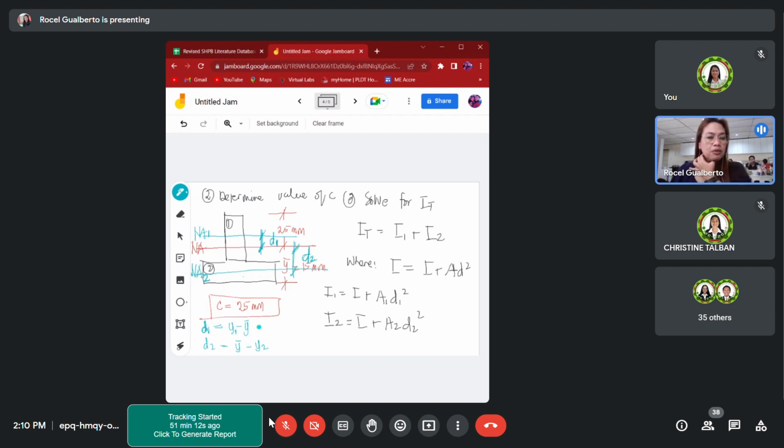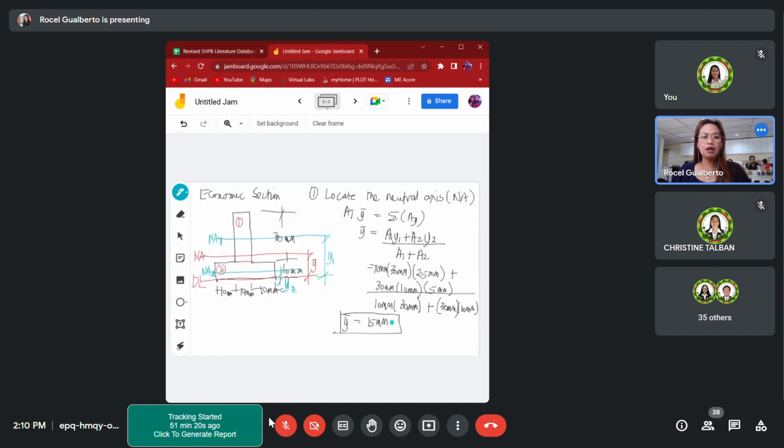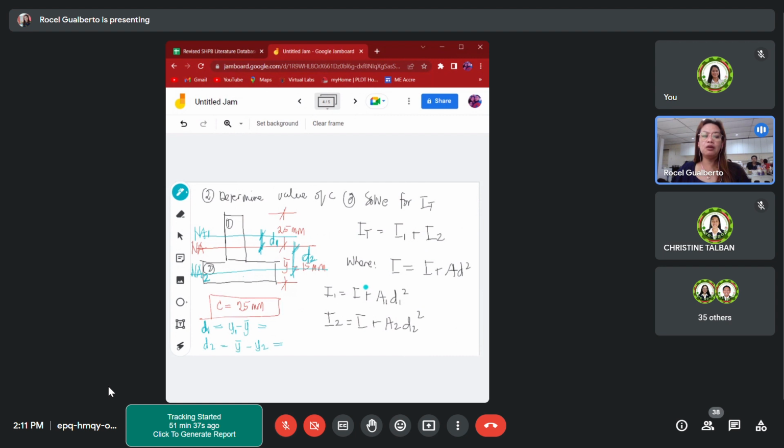So, here, ano po kaya ang value nito? What is y1 minus y bar? Ano ba yung y1 natin kanina? Y1 is 25 mm, and Y2 is 5 mm. Y bar is 15. So, kindly compute for D1 and D2.